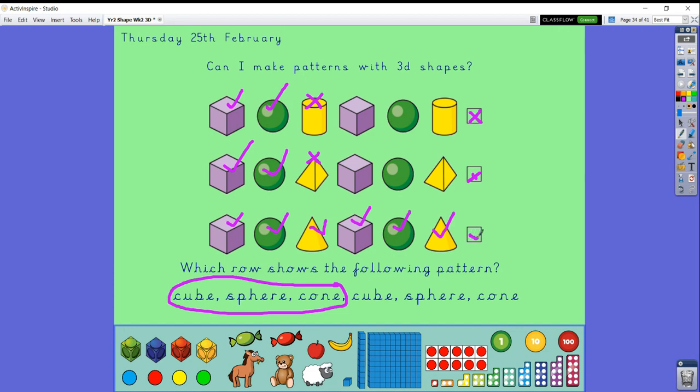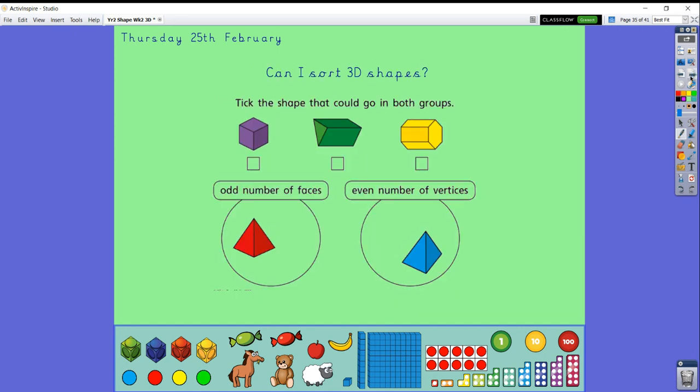This is our pattern that these words describe. So now we're going to have a look at sorting some of our 3D shapes. We've got these 3 shapes here. Press pause and see if you can name them.